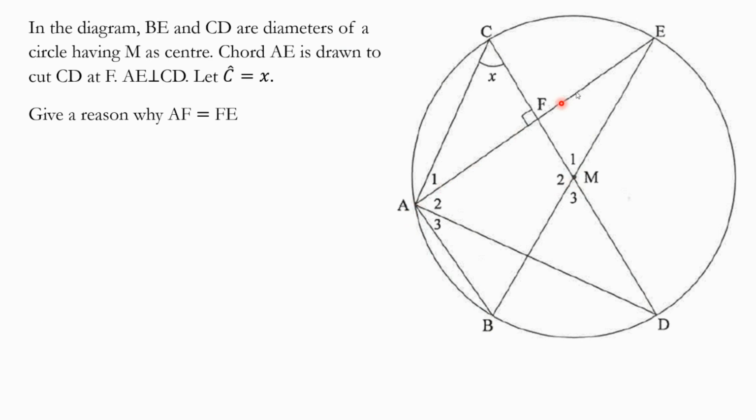Chord AE is drawn to cut CD at F. AE is perpendicular to CD. You can see the 90-degree angle here. And then let angle C be equal to X. Give a reason why AF is equal to FE.